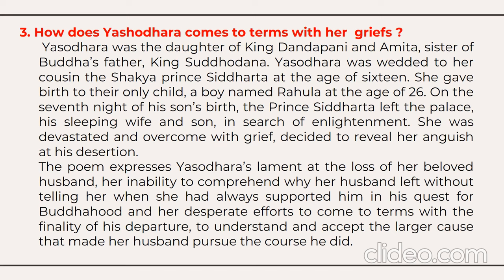Sorry for this wrong pronunciation. Yashodhara was wedded to her cousin, the Shakya prince Siddhartha, at the age of 16. She gave birth to the only child, a boy named Rahul, at the age of 26. On the seventh night of his son's birth, the prince Siddhartha left the palace, his sleeping wife and the son, in search of enlightenment. She was devastated and overcome with grief and decided to reveal her anguish at his desertion.